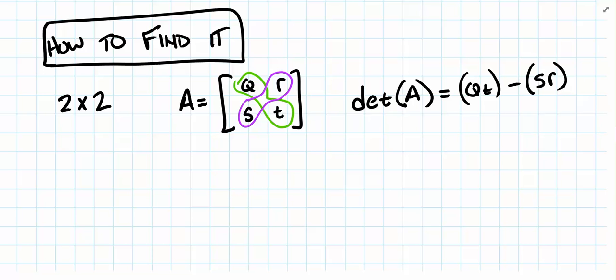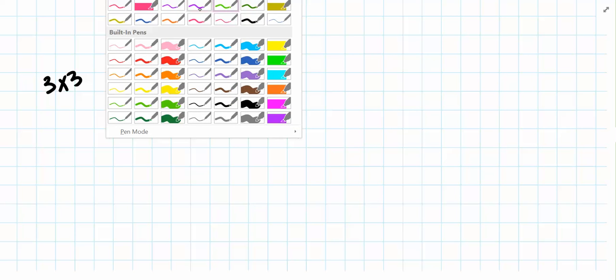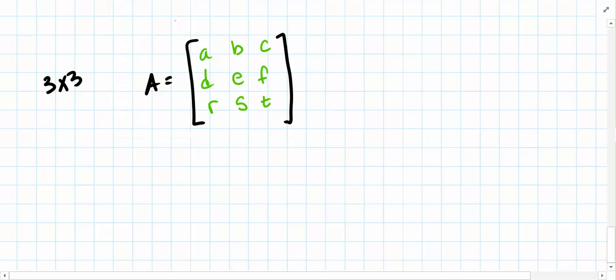Okay, so regardless of what those elements are, I have a 3 by 3 square matrix. In order to find the determinant of a 3 by 3 matrix, this is what you have to do. The first step is you need to copy column 1 and make a new column, column 4: A, D, and R.